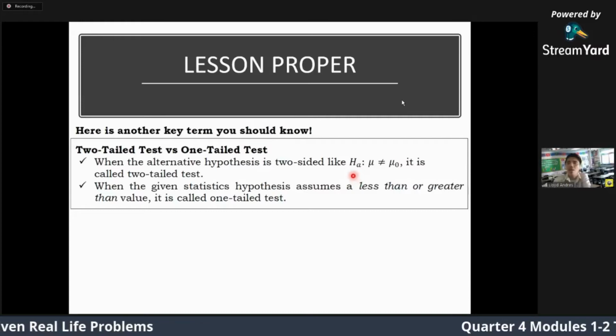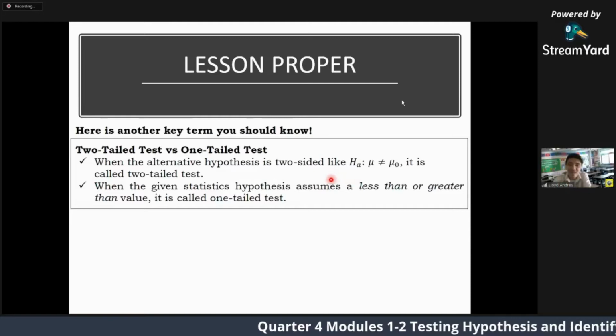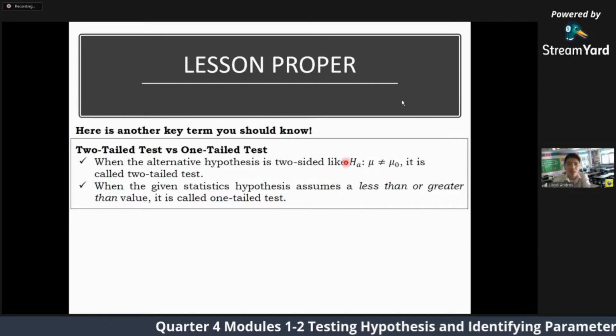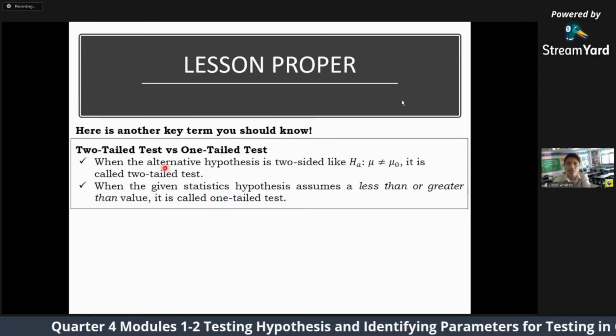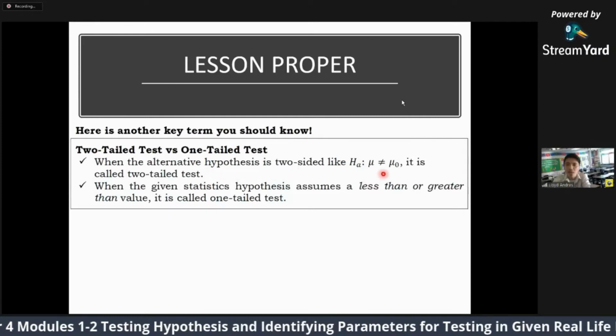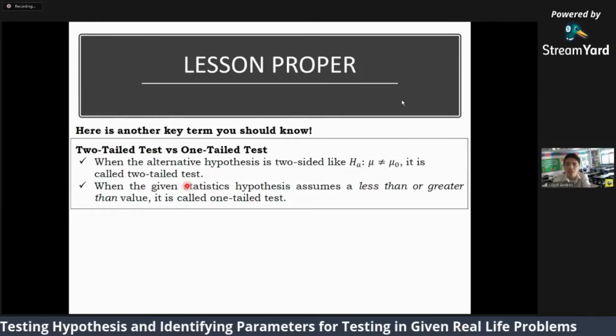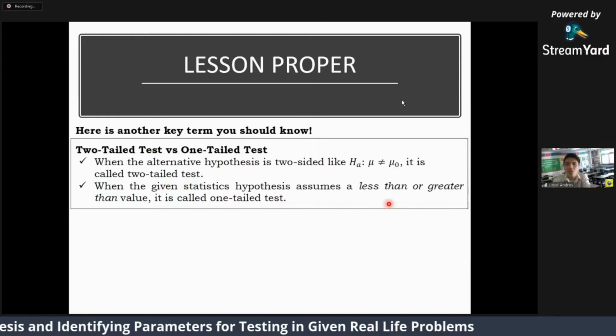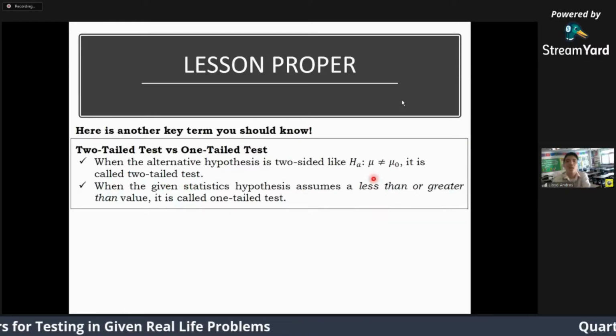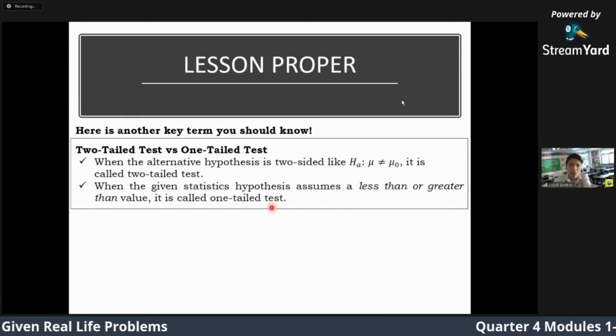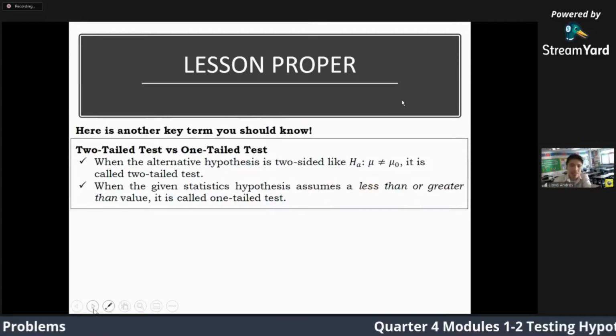In short, what you look at is the alternative hypothesis, because the null hypothesis is always equal. We look at the alternative hypothesis. If it is not equal, then it is a two-tailed test. But if the symbol is less than, greater than, less than or equal to, or greater than or equal to, then it is a one-tailed test. So that is the only thing to watch for.